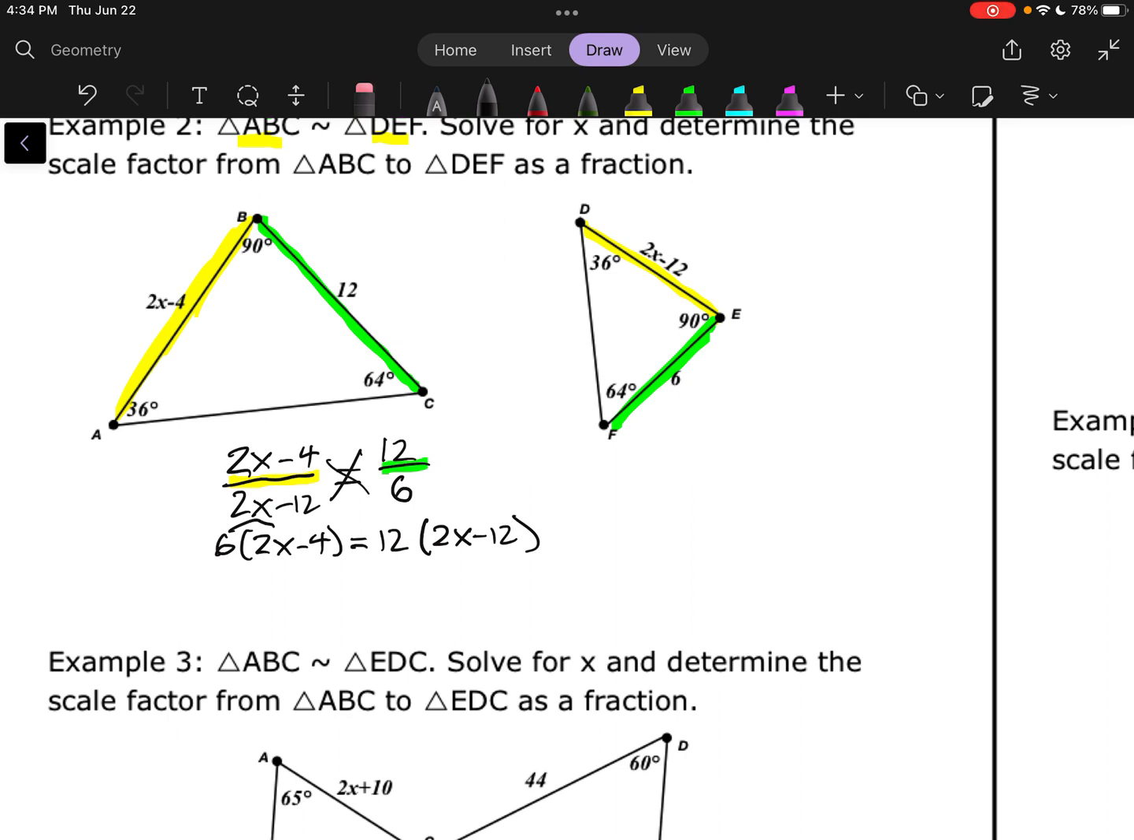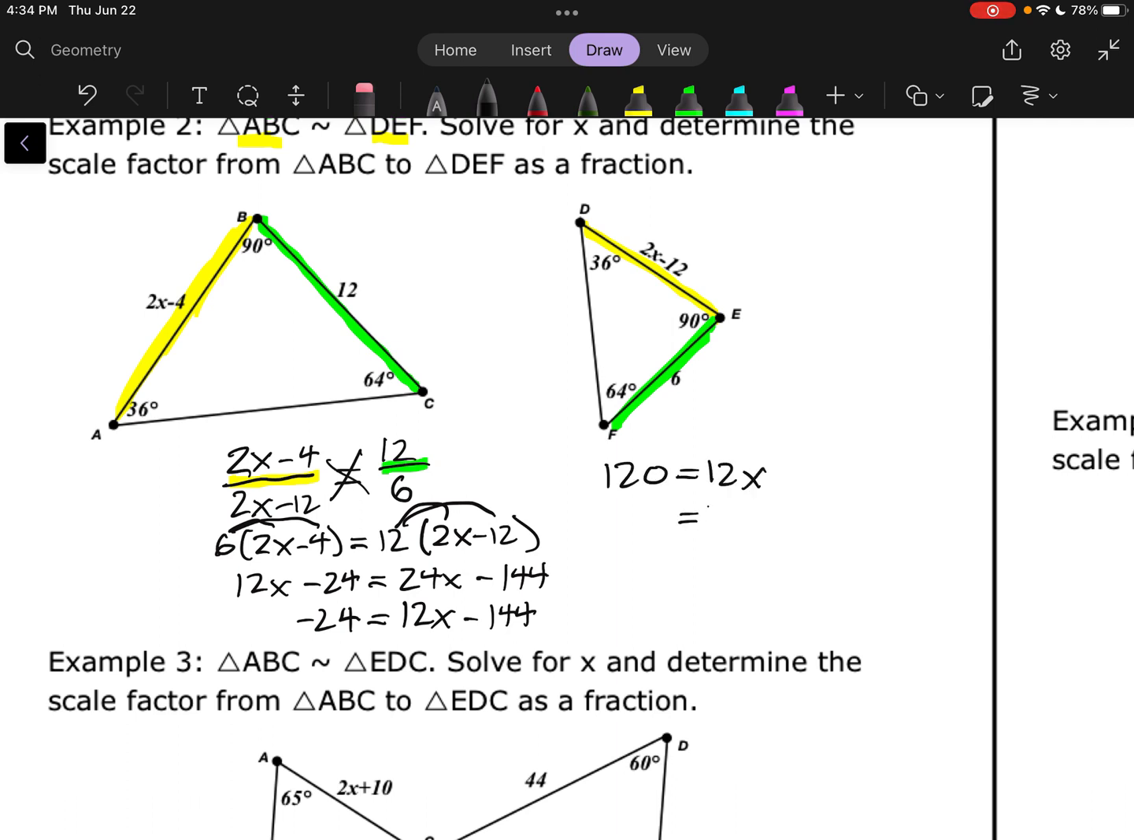So distributing here, 6 times 2x is 12x. 6 times 4 is negative 24. 12 times 2x is 24x. 12 times negative 12 is negative 144. So let's subtract that 12x. 24x minus 12x is 12x. And then if I add the 144 to the other side, negative 24 plus 144 is 120. And then I divide, and I should get 10.